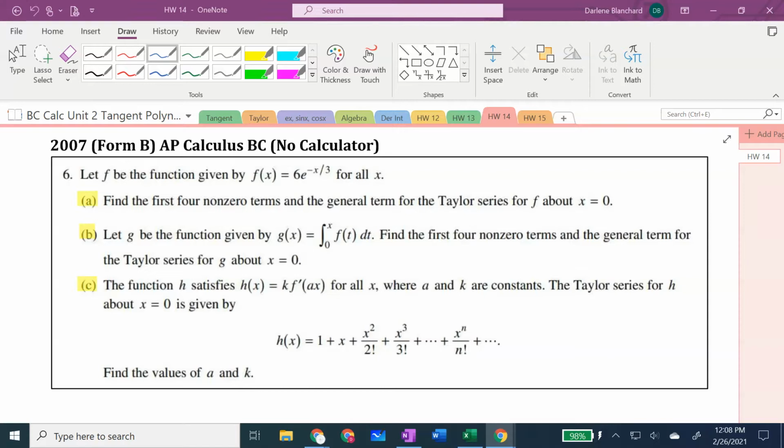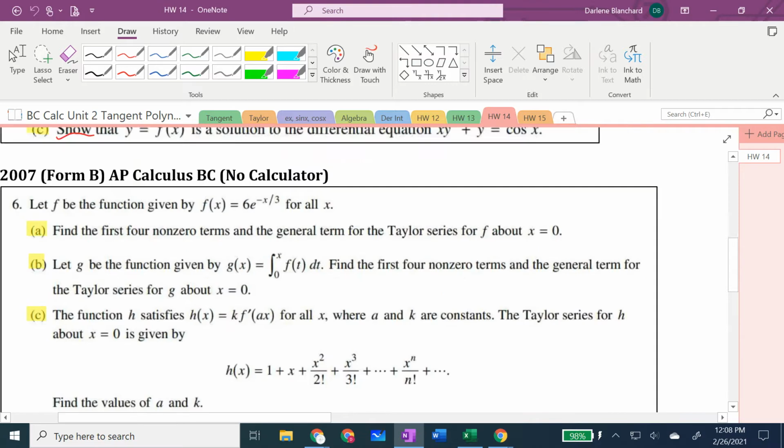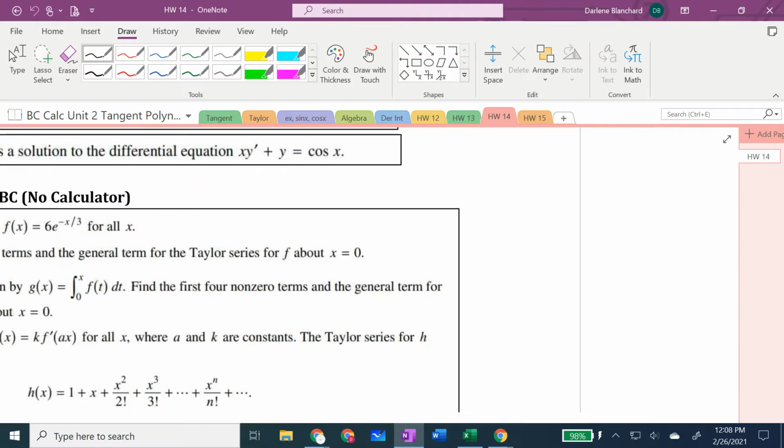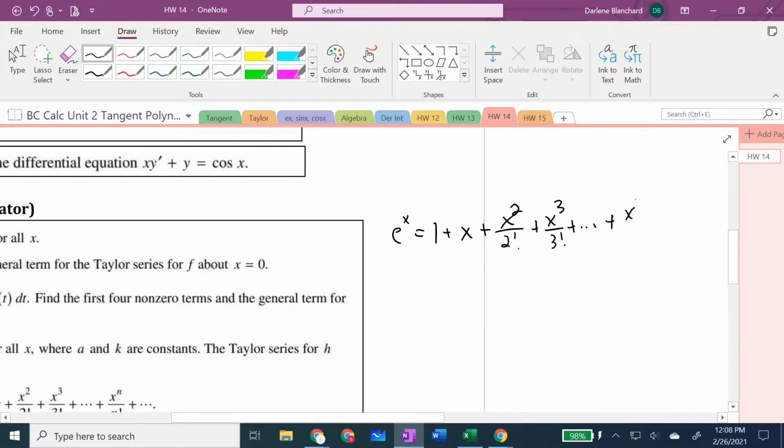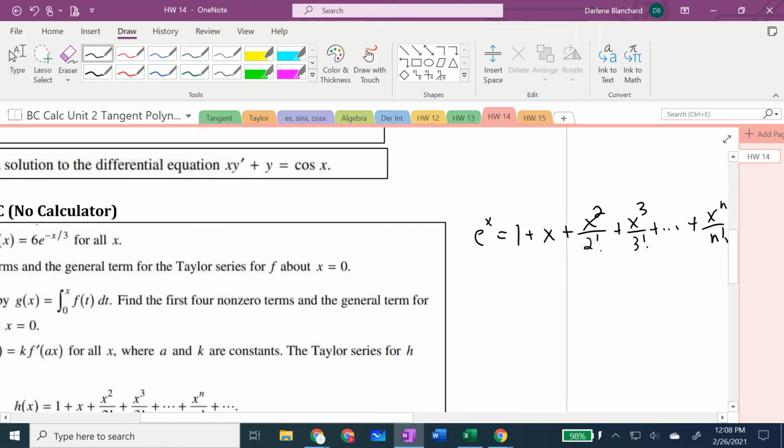Okay, Part A for 2007 Form B begins with knowing e to the x. And we're going to write the first few terms of e to the x. Actually, I'm going to put straight equal signs because I'm going to do plus dot, dot, dot, and general term. Make sure you have this formula memorized. And then we are being asked to find 6 times e to the negative x cubed.